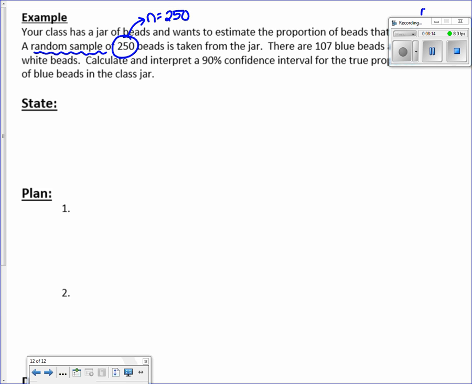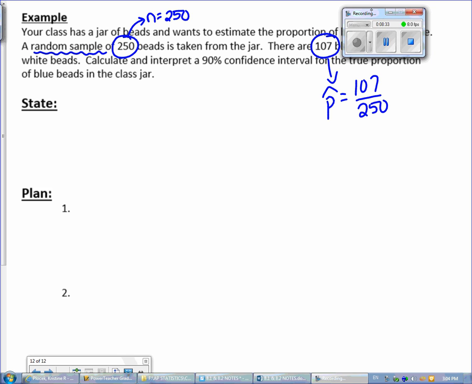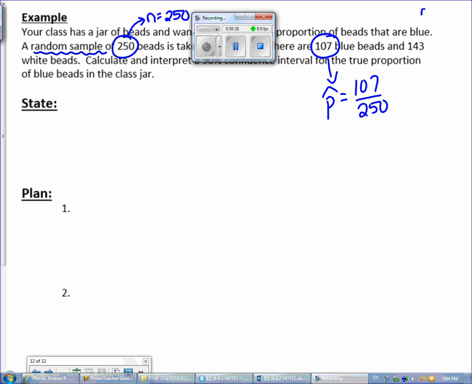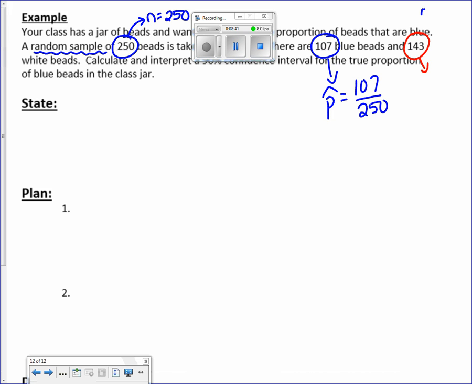There are 107 blue beads, so 107 blue. We want blue, so p hat equals 107 blue out of 250 total beads. These are all notes I'm writing on the problem. And we also are told that there are 143 white beads. So 143, that's your 1 minus p hat, the failures, equals 143 over 250. You don't really need to write all that.